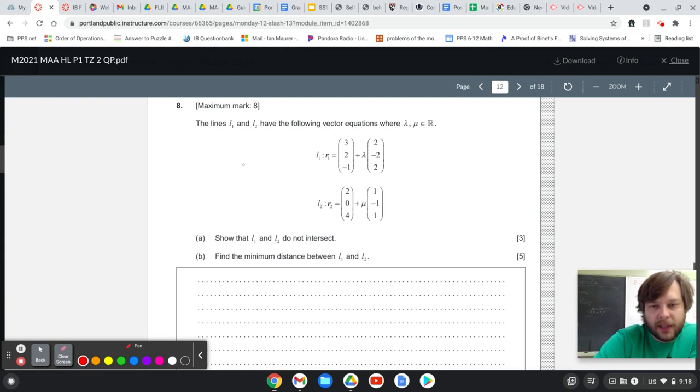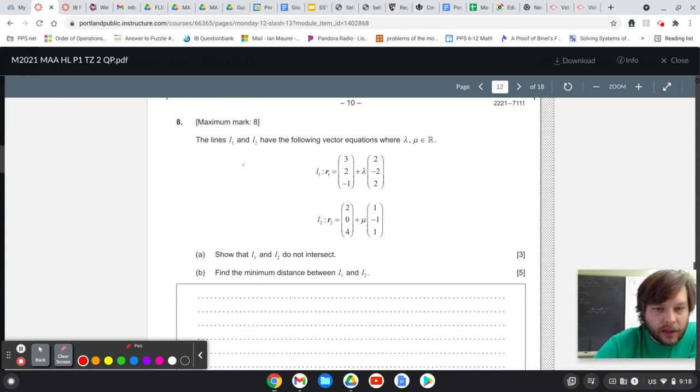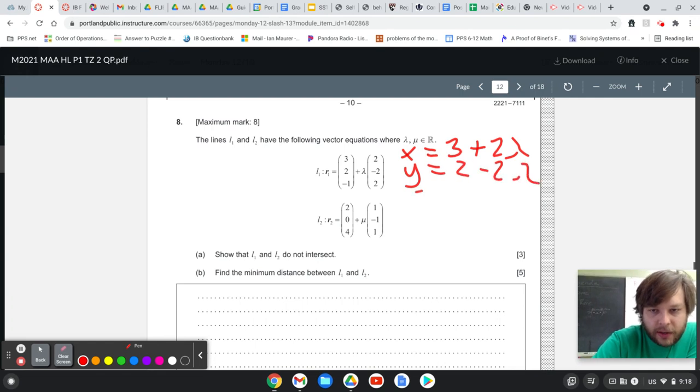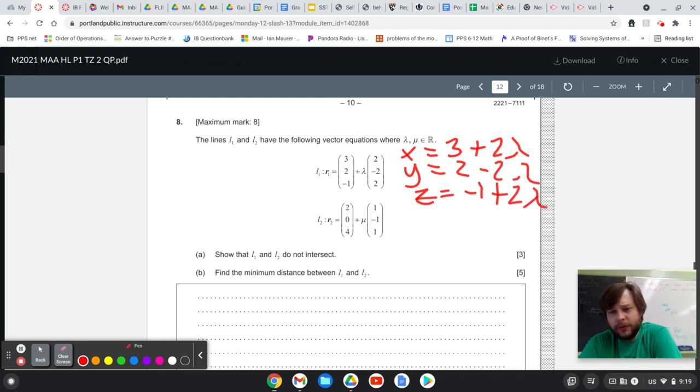What this is really saying is that your x coordinate is equal to 3 plus 2 lambda. And your y coordinate for the first line is equal to 2 minus 2 lambda. Your z coordinate for the first line is negative 1 plus 2 lambda. And so if you just plug in lambda equals 0, lambda equals 1, lambda equals 2, you can start to see how the x, y, and z coordinates move through 3 space.